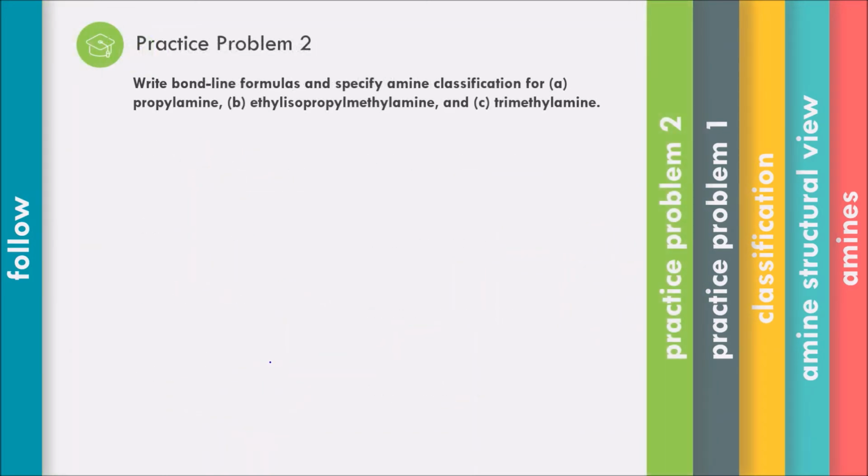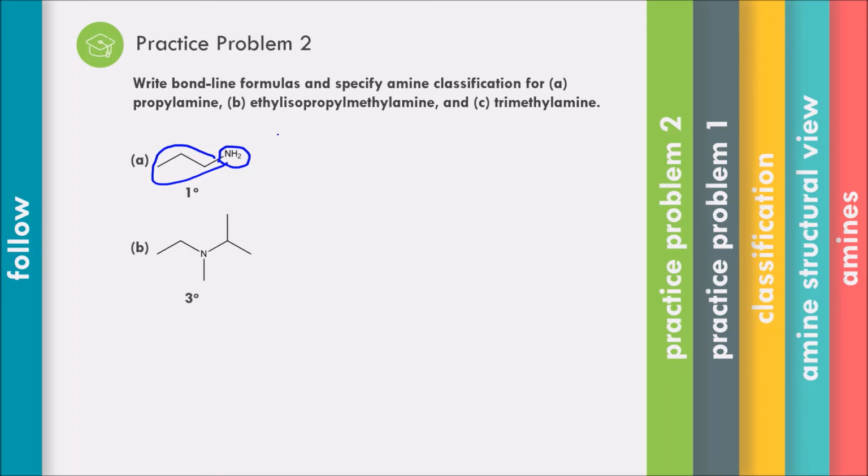Practice problem 2. We need to write bond line formulas and specify amine classification. Let's begin with propylamine. So propylamine is simple because first of all we got NH2 group. So this is just amine, and we got a 3 carbon chain, which is just a simple propyl. So altogether it's propylamine. It's a primary amine because there are 2 hydrogens left over, and there is only one organic group which is connected to nitrogen. This is what makes it primary.